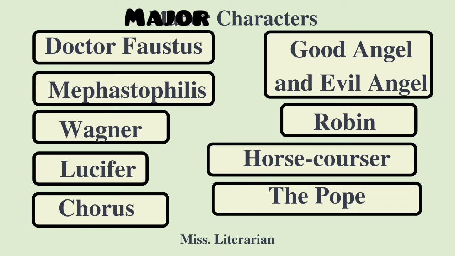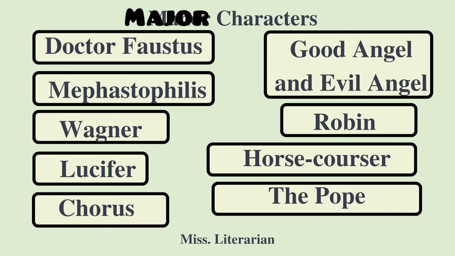Next character is Robin, also referred to as Clown. This character summons demons by stealing one of Faustus' books. He is also a chief character in a few scenes that provide comic relief from the main story.